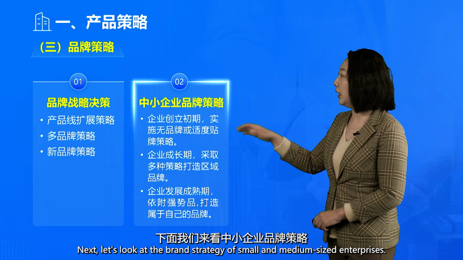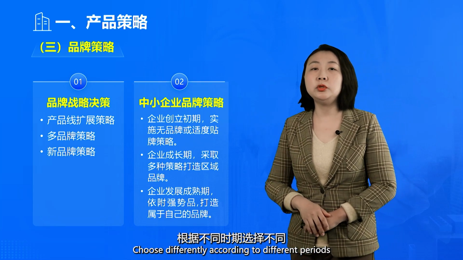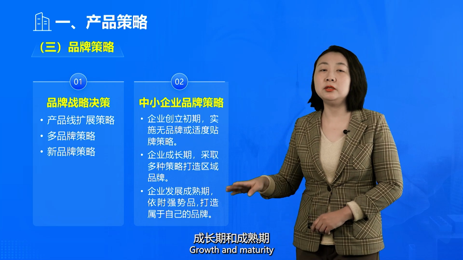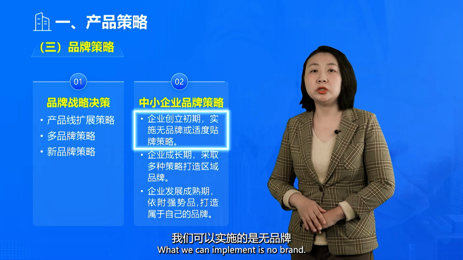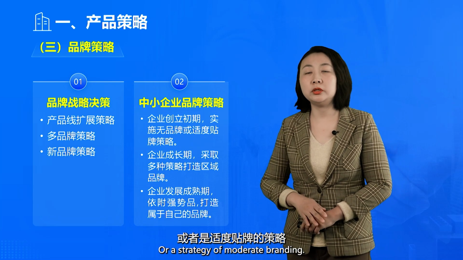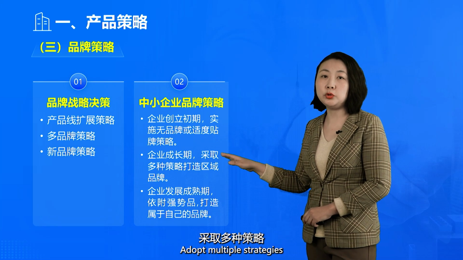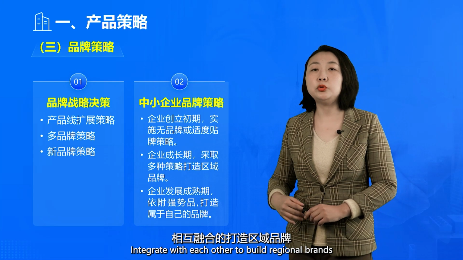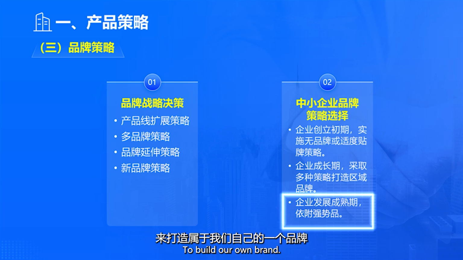Next, let's look at the brand strategy of small and medium-sized enterprises. They choose differently according to different periods. Our enterprise is divided into startup, growth and maturity stages. In the startup period, what we can implement is a no-brand or moderate branding strategy. In the growth stage, adopt multiple strategies integrated with each other to build regional brands. In the maturity period, rely on strong products to build our own brand.